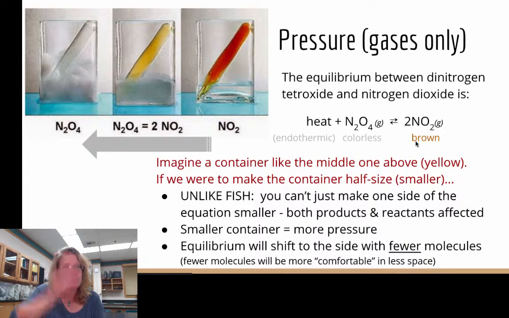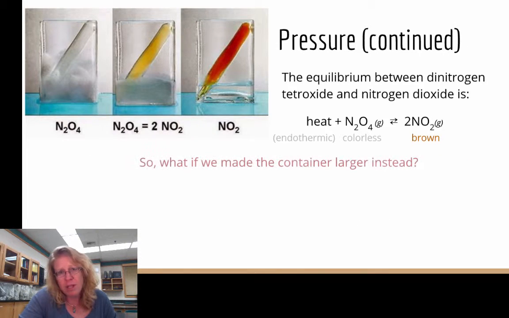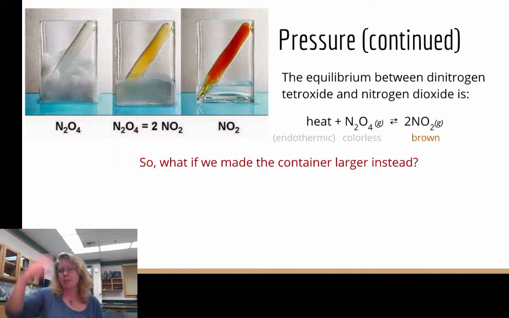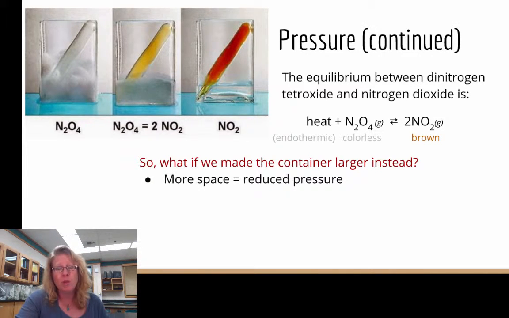So because we're going to a smaller container, this is going to shift to the side with fewer molecules, which in this case is the N2O4 side, the side with 1 molecule. So it's going to shift that way. If I squish it down, the container is going to get clearer as the reaction equilibrium favors the reactants side in this case because there are fewer molecules here. Okay, so let's take a look at the other side of this. What happens when we make the container bigger? Well, it's going to be the opposite side, obviously.